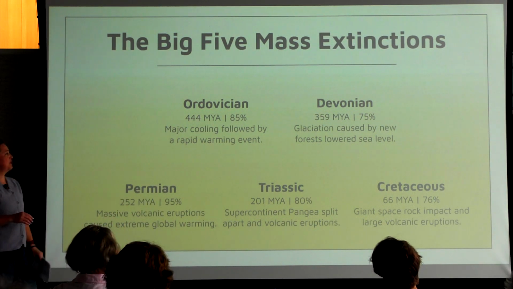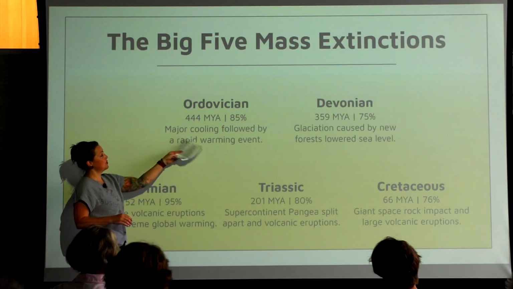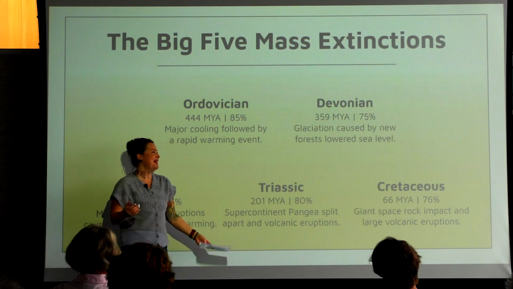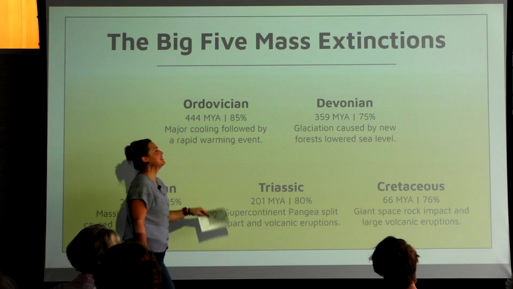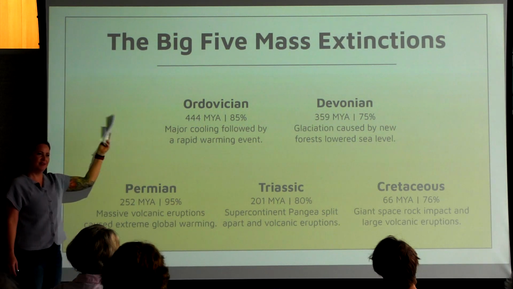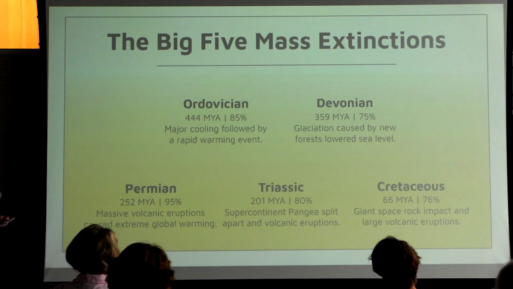85% of life went extinct. And this was a major cooling followed by a rapid warming event. And this first cooling was probably triggered by plant life. The Devonian, 359, 75% go extinct. Glaciation caused by new forests lowered the sea level. Everything goes.